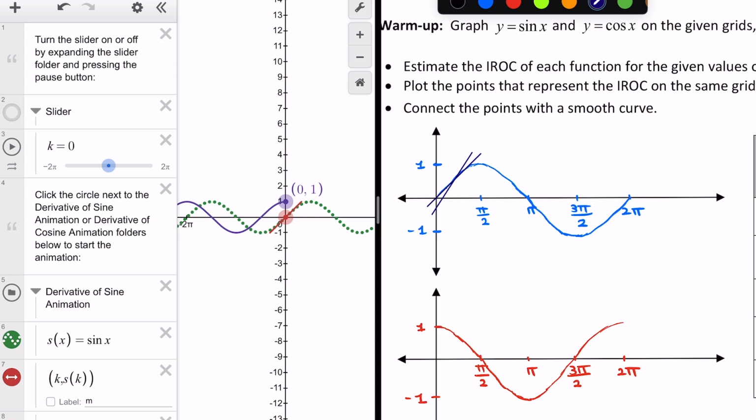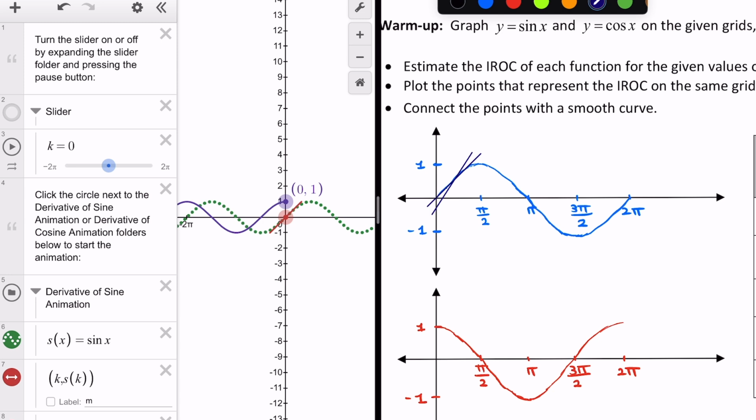So here we see that at 0, or x is equal to 0, the value is 1. And remember, the y value here will help represent the slope of the tangent, which is the derivative at this particular point. So at 0, our slope of the tangent is 1.